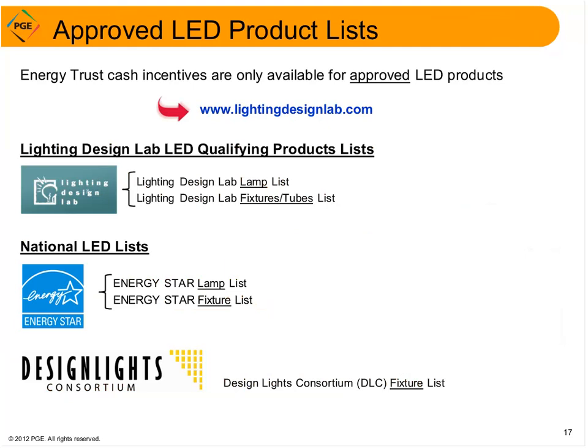So the Lighting Design Lab list includes products that haven't yet made either the national LED list, usually because of the time-consuming lifetime testing. However, these LED lamps and fixtures are expected to qualify for either of these two national lists in the near future. So you can look at the Lighting Design Lab as a temporary list, and the LED products listed there can only remain on that list for a year. It's important to know that Energy Trust of Oregon recognizes LED lamps or fixtures that are included on any of these three lists in qualifying for cash incentives.